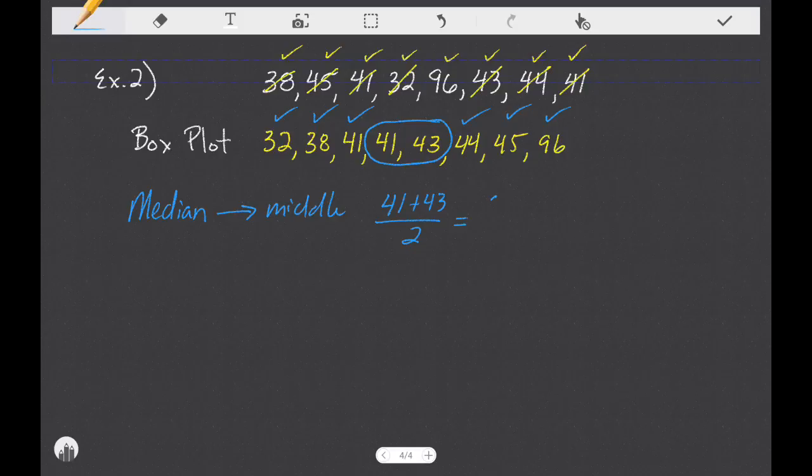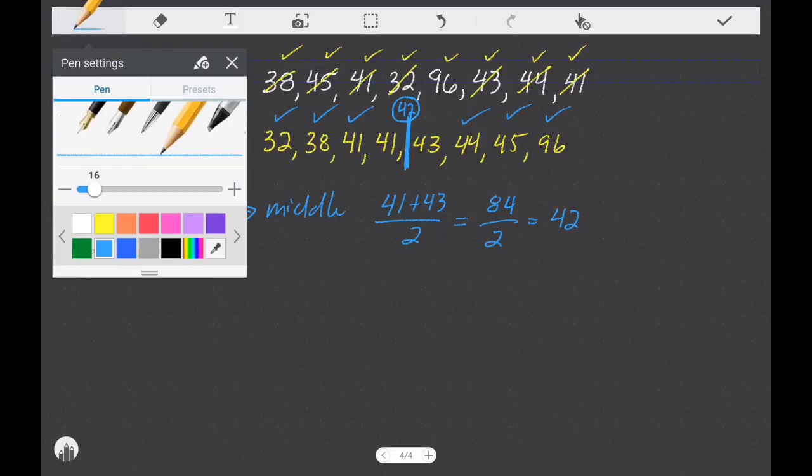And so we would get 84. We'll go ahead and divide that by 2, and we would get 42. So 42 would end up being right here in between 41 and 43, and that does make some sense. So 42 is going to be our median. So we found our median, which is great.